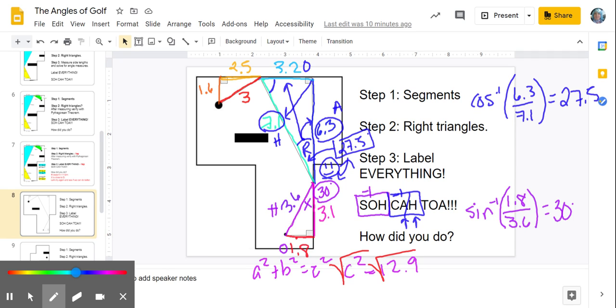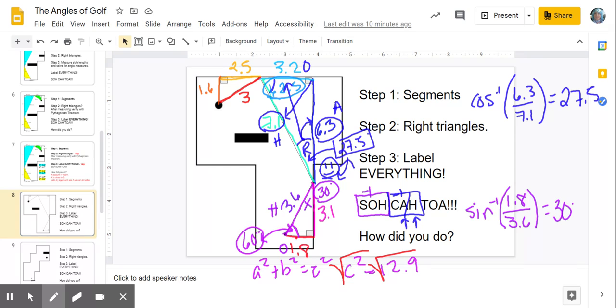Subtract from 90. So what's 90 minus 27.5? 62.5. Awesome. And if I know that my purple angle is 30, what's this angle down here? Right? 60. Yeah, why? Because 90 minus 30 is 60. All right. As if we don't have enough clutter on this slide, let's look for this tiny little angle.